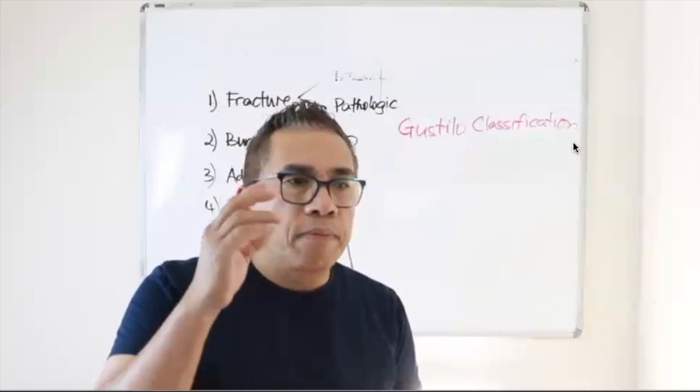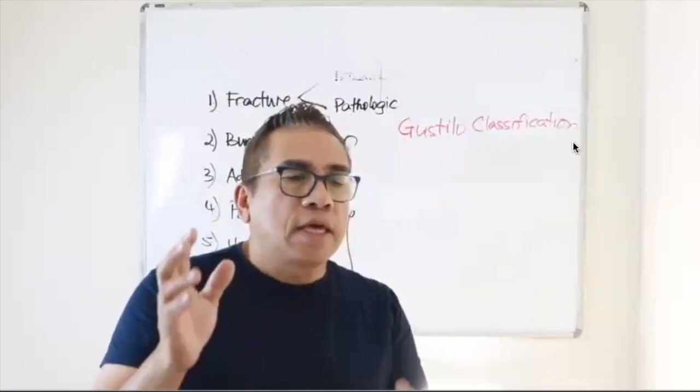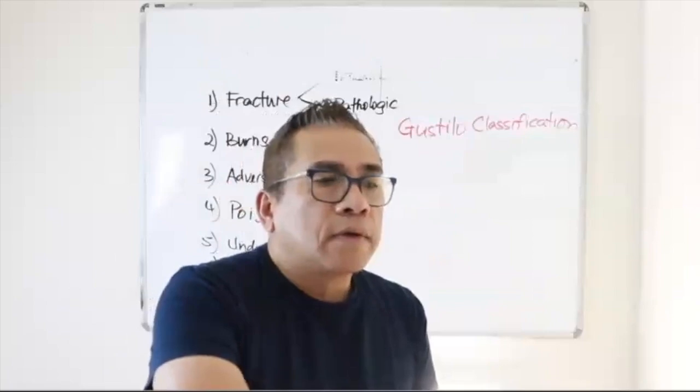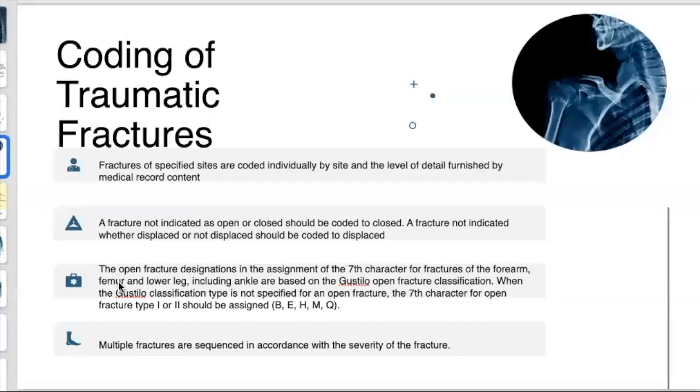Now, because this is an open fracture, the assignment of 7th characters is different. Let's go back here. Okay, so these are your 7th characters, B, E, H, M, Q. Okay, B, H, M, Q for the type 1 and type 2 Gustilo classification. Okay, so what are these 7th characters here? We're going to find out what these 7th characters are.